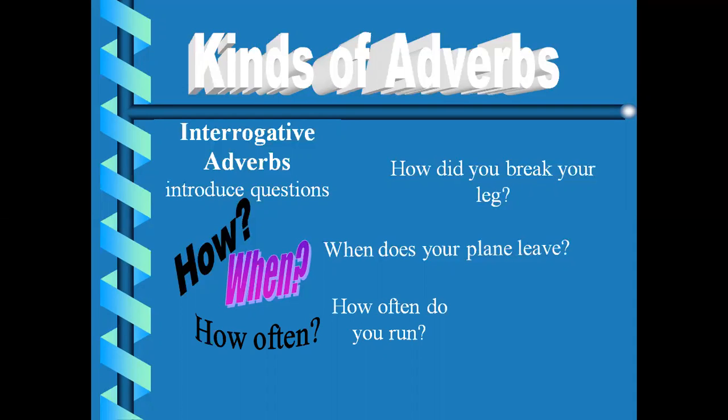So once, twice, 3 times, 4 times, 1, 2, 3, 4, 5, 6, 7. All the numbers are adverbs. Okay? And all the times are adverbs. All the places are adverbs. All the colors are adverbs.